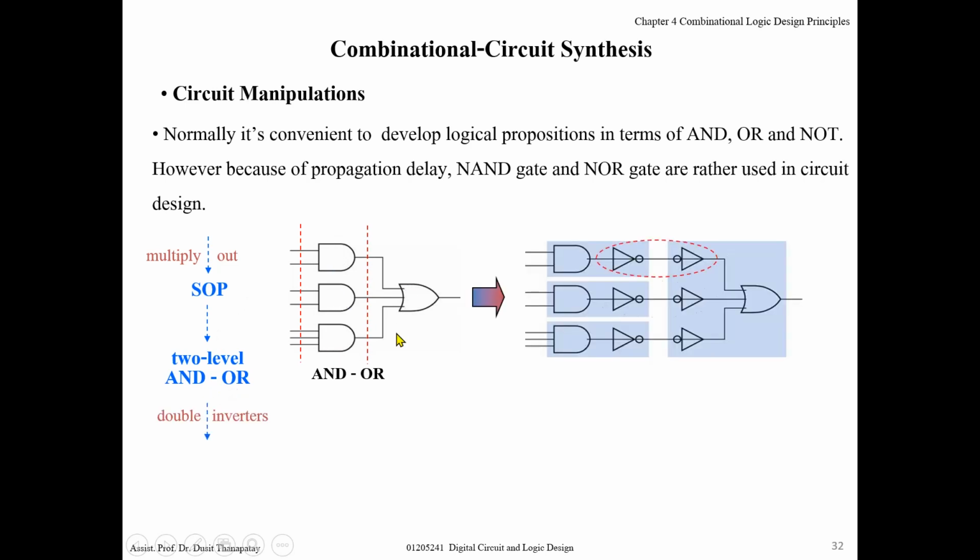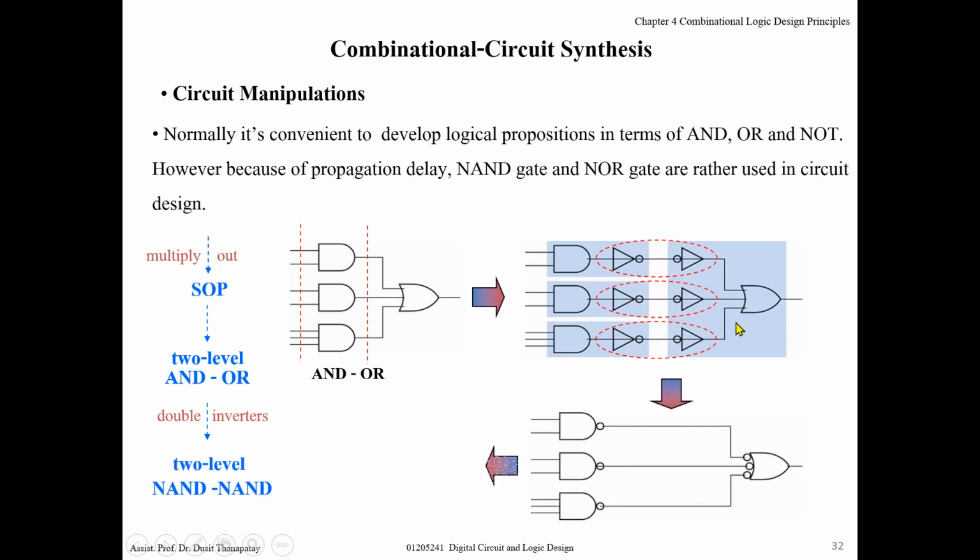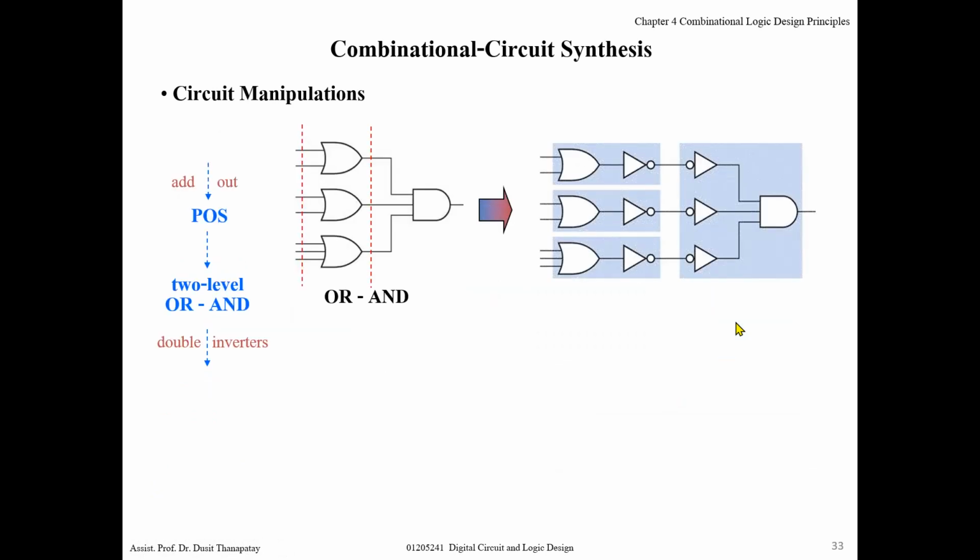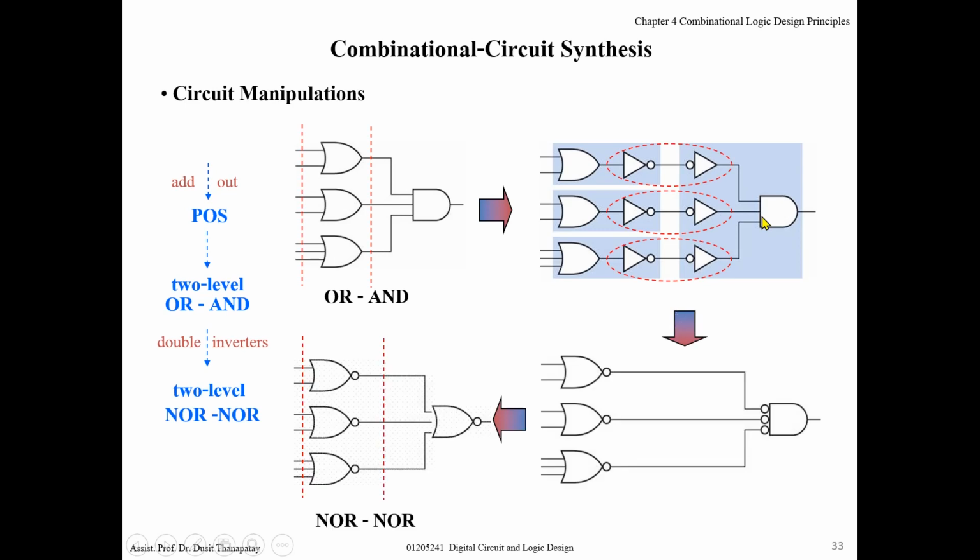AND-OR, and then if you add a pair of inverters for each line between output and input, you can get 2-level NAND. And if you write the expression in product of sum form, you get a 2-level OR-AND structure. And then if you add a pair of inverters for each line, you get a 2-level NOR structure of the circuit.